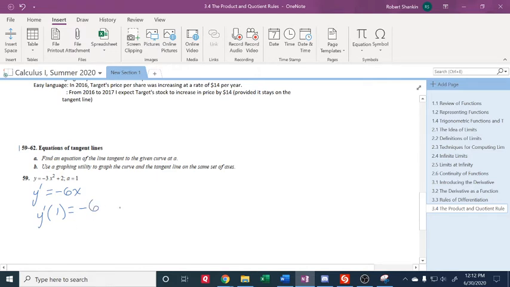So this means that the slope m equals negative 6 at the point 1, comma, now how do I find the y coordinate? That's this point in space. I have to go back to this. If I put in a is 1, then 1 squared times negative 3 is negative 3 plus 2 is negative 1.